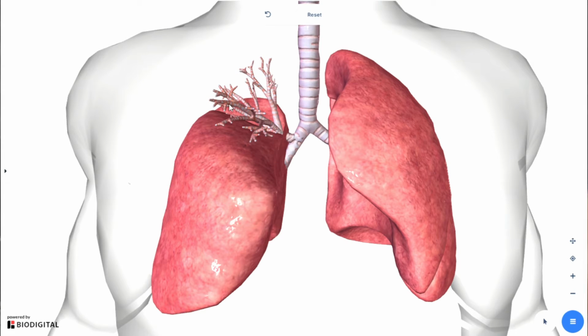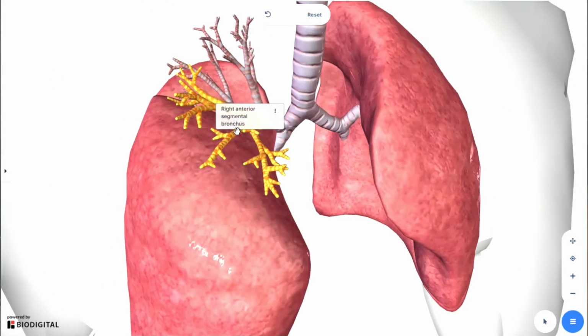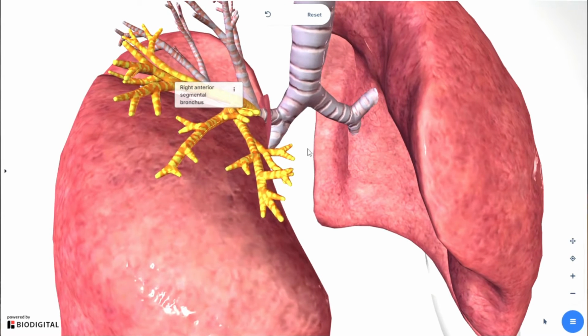At the very end of the segmental bronchi, you will see very tiny balloon-like air sacs called the alveoli. This is where oxygen and carbon dioxide exchange in the blood. Did you know that we have at least 300 million alveoli in each lung?